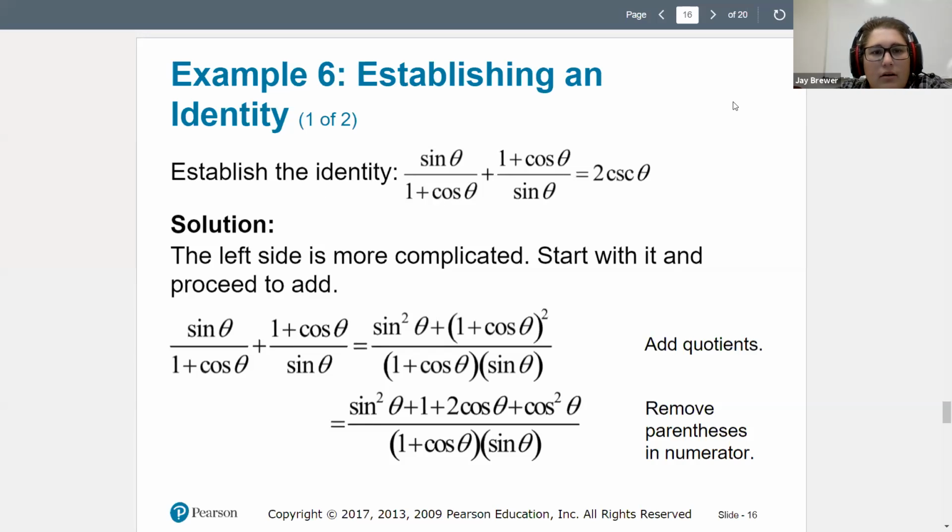All right. So we're going to look at establishing another identity. Here we have sine over 1 plus cosine, and then 1 plus cosine over sine, and that's supposed to give us 2 cosecant of theta. Well, someone explain it to me, left to right, what's going on?